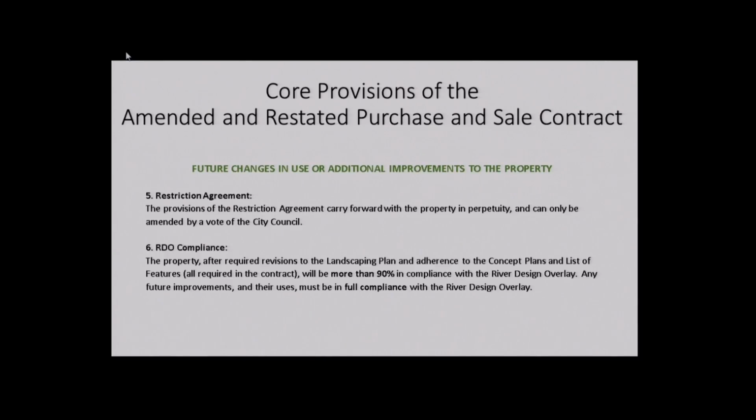And again, the property will be in more than 90% compliance with the river design overlay, and any changes in the future must be in 100% compliance with it. Next slide, please.